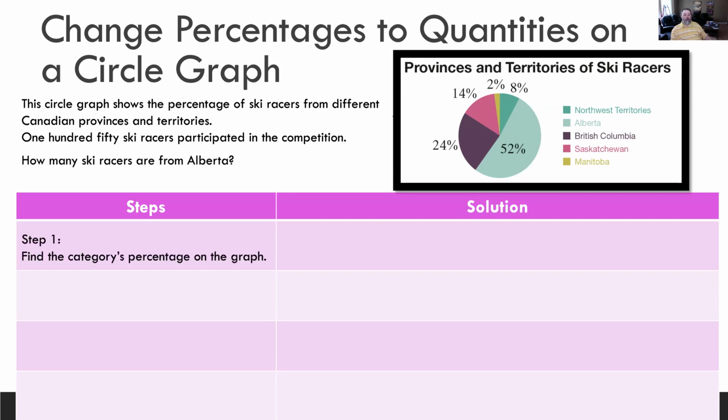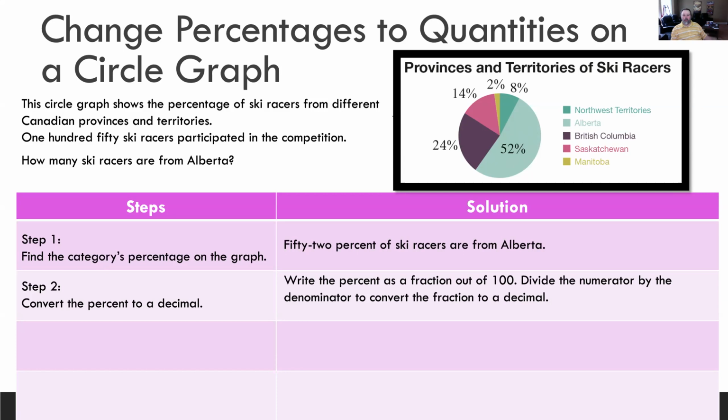So step one, find the category's percentage in the graph. Alberta is this color represented here, so I can see that it is 52%. Step two, convert the percent to a decimal. To convert 52% to a decimal, you write it as a fraction out of 100, and then divide the numerator by the denominator, and that converts the fraction to a decimal. So 52% is the same as saying 52 out of 100, which, if we do the division, is 0.52.